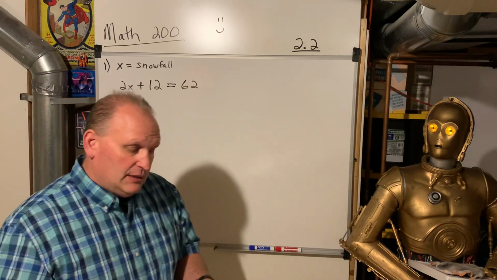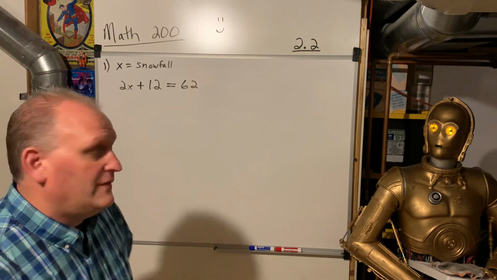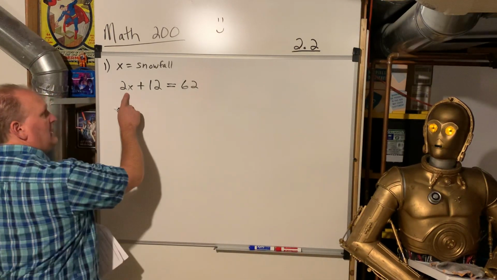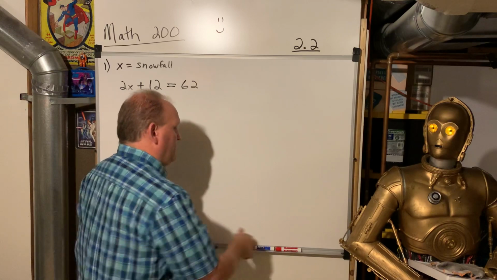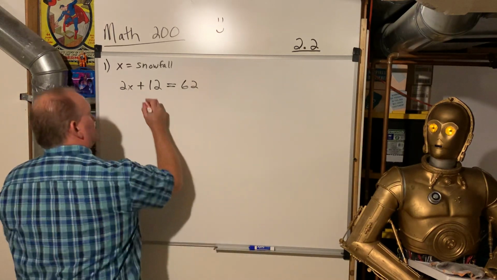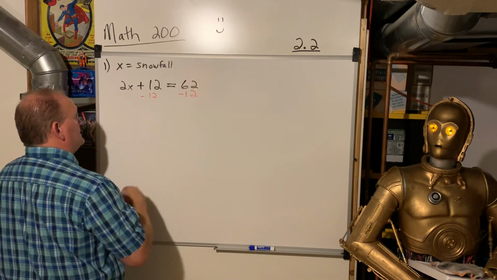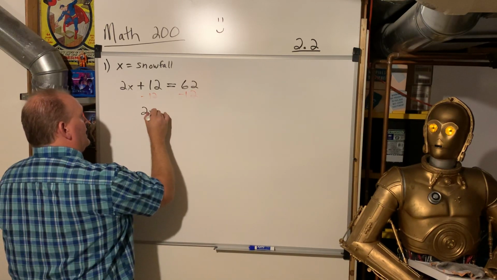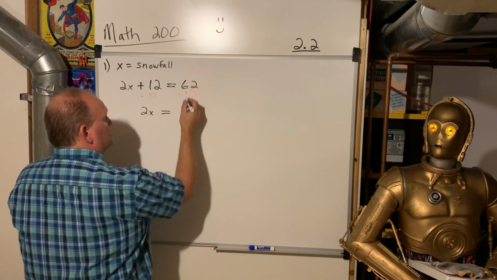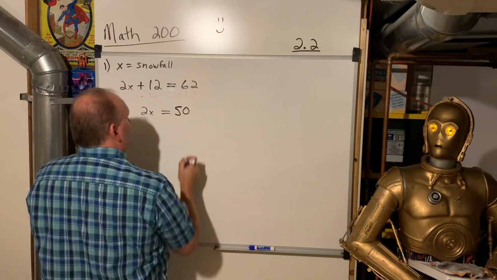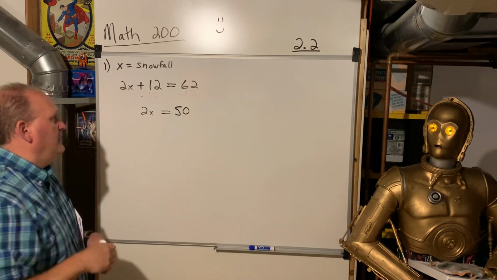Now let's solve it. So how do we solve an equation? We isolate the variable. We want to get x all by itself. So that means we're going to subtract 12 from both sides. So then we get 2x is equal to 50.